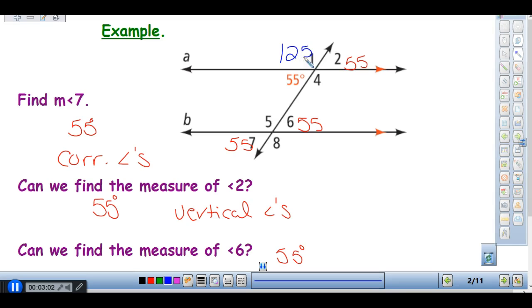Yep. So that would mean angle 4 would be what? 125, because that's vertical angles. Which means angle 8 would be 125, because those are corresponding. Which means angle 5 would be 125 for either corresponding or vertical. Okay, so if they give us one angle, and I've got parallel lines, can I find all 8 angles? Yes. Okay.